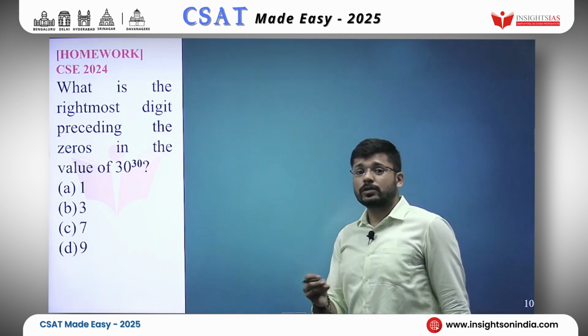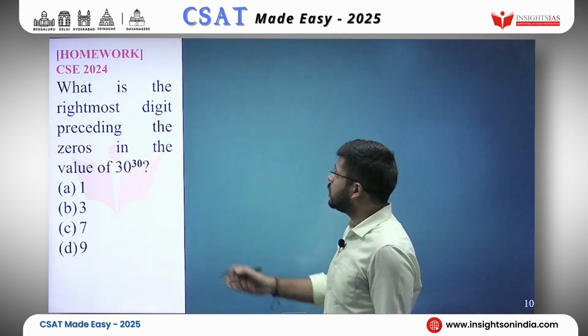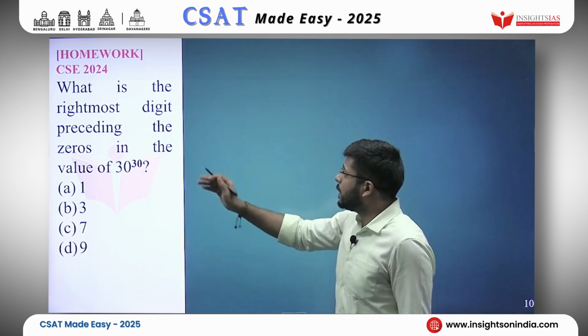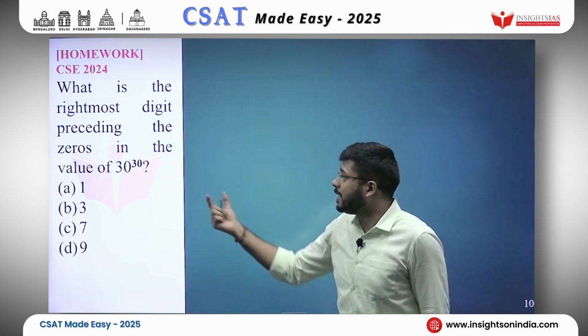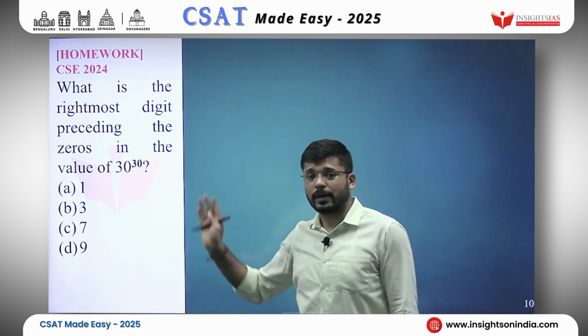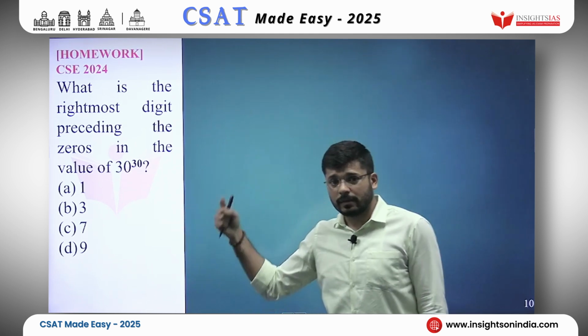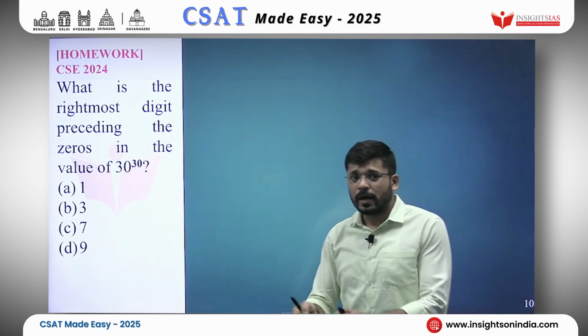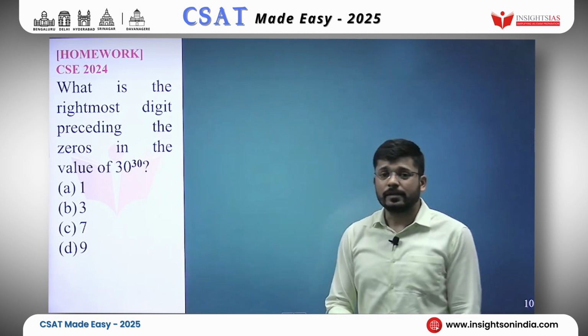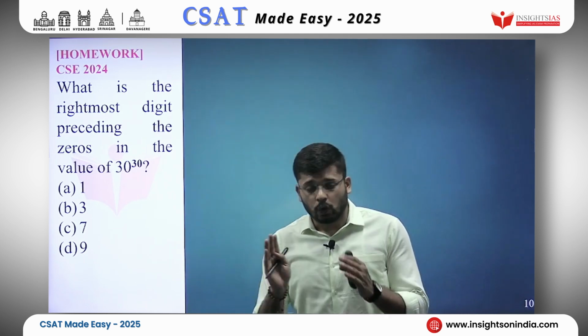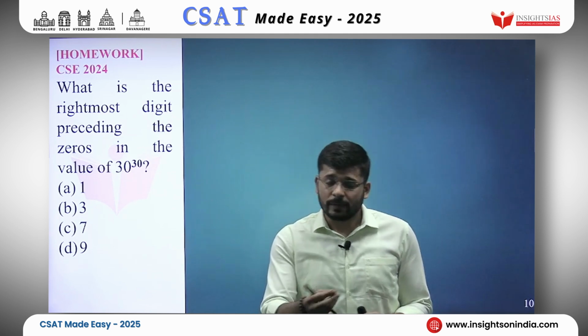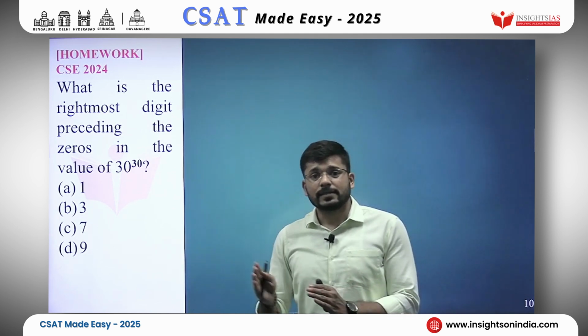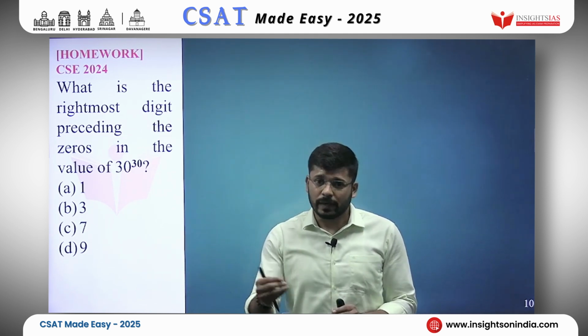Now it is time to go to your homework question. This question was asked in the 24-year paper. What is the rightmost digit preceding zeros in the value of 30 to the power of 30? We have answered a very similar question just a few minutes ago. I think you will be able to answer this one. Do answer this one and leave your answers in the comment section. We will discuss the solution to this in the next class.